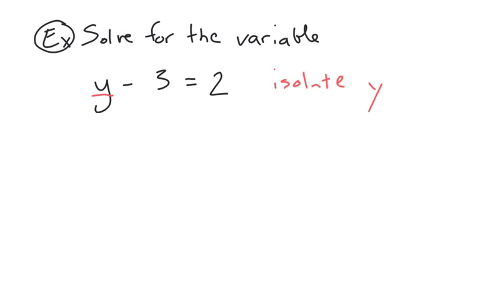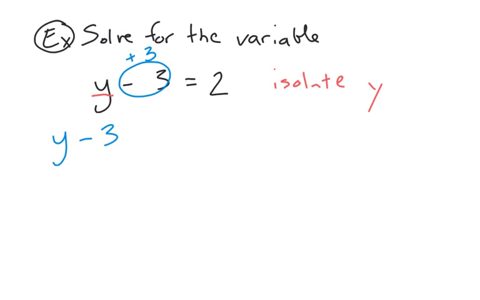To get rid of this negative 3, we're going to have to do the opposite operation. Negative pretty much is the same thing as subtraction, so this could be considered subtract 3. What is the opposite of subtract 3? It is plus 3. But what you do to one side, you have to do to the other side of the equation. Okay, so I'm going to add 3 to both sides of the equation.